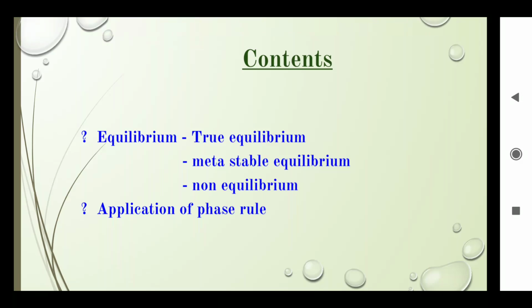In part 1, we have already studied the definitions regarding the phase rule, such as system, phase, number of components, degree of freedom, phase rule, and how we can calculate the number of components, number of phases and degree of freedom. Today we see equilibrium, types of equilibrium, that is true equilibrium, metastable equilibrium, non-equilibrium. We will also see the application of phase rule.